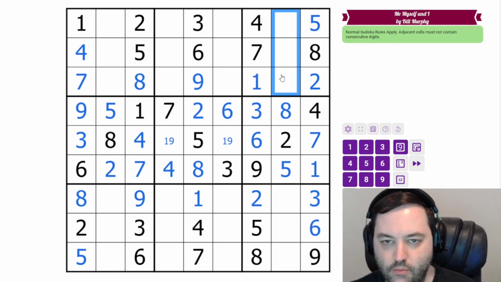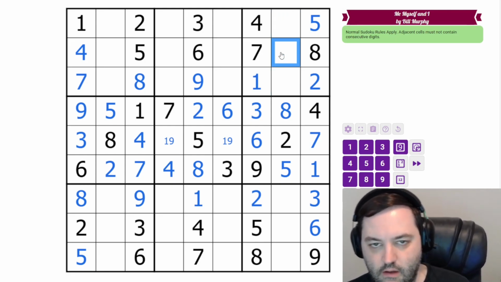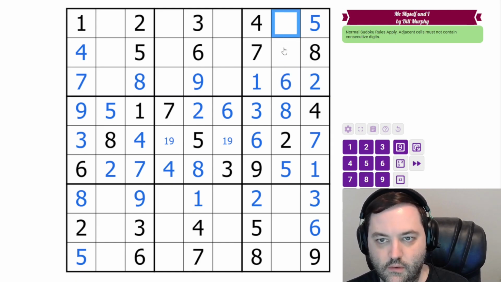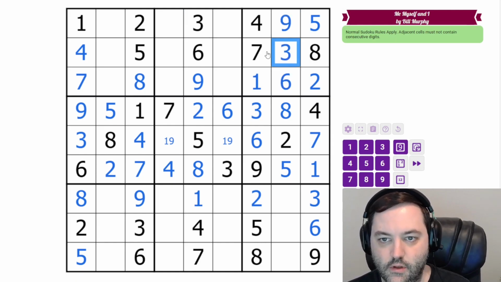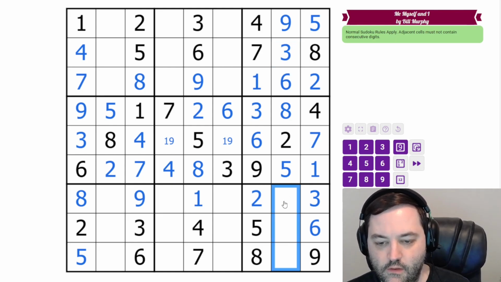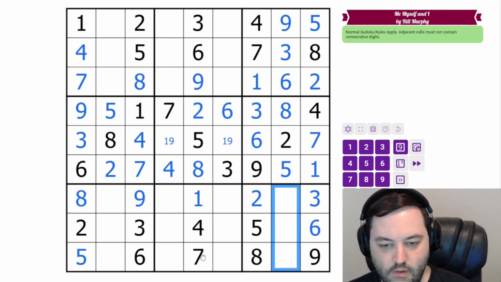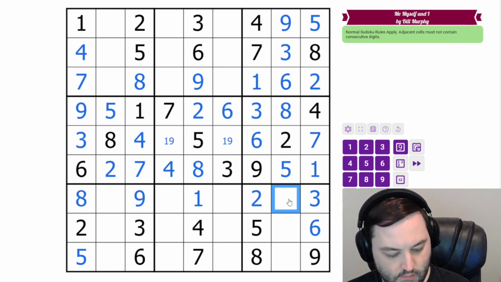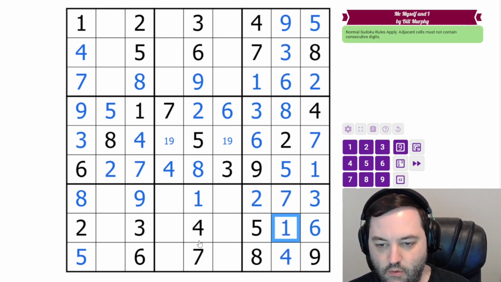And now we need 3, 6, 9 in this box. The 6 can't go here, and it also can't go next to the 5. So this is our 6. This is our 9 because of the 3. That's 3. These are 1, 4, and 7. The 7 can't go here or here because of the 6. So it goes here. 4 goes here. 1 goes here.